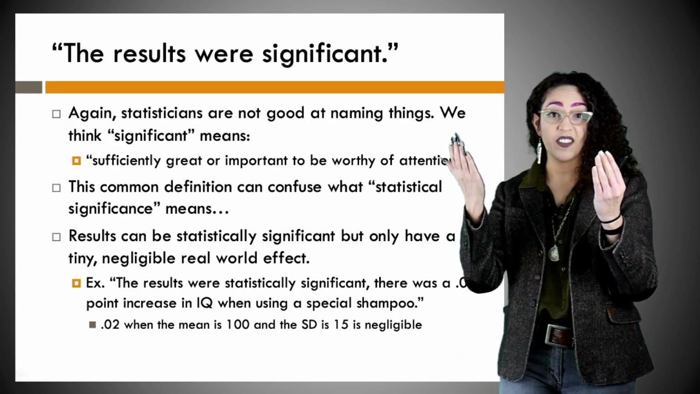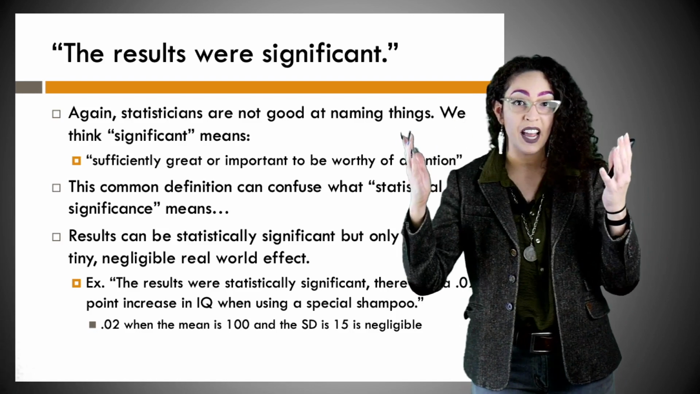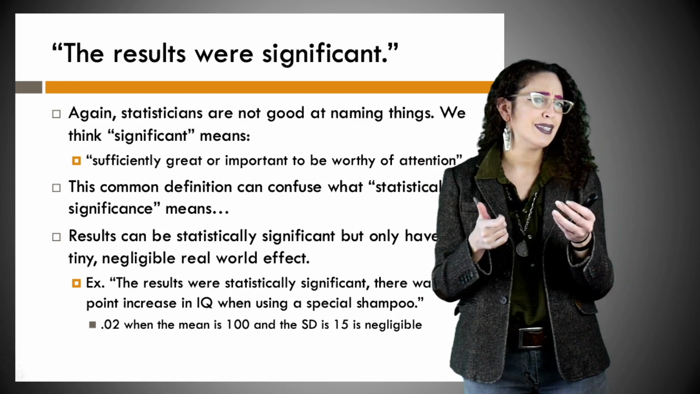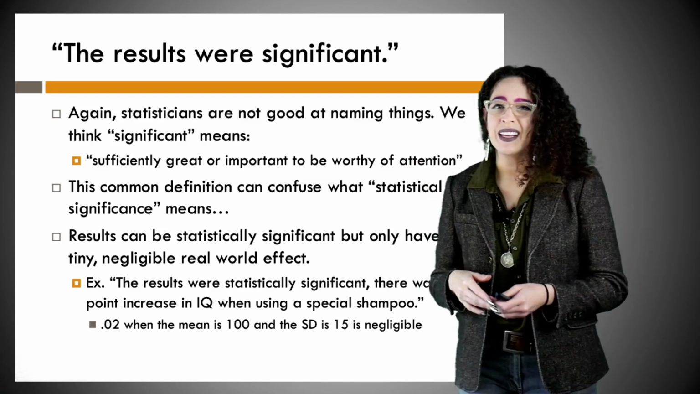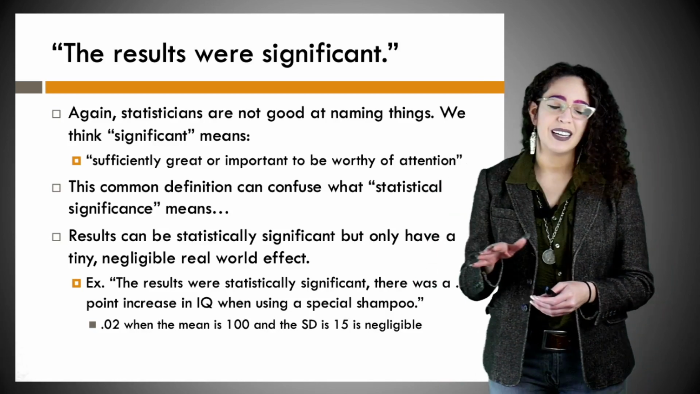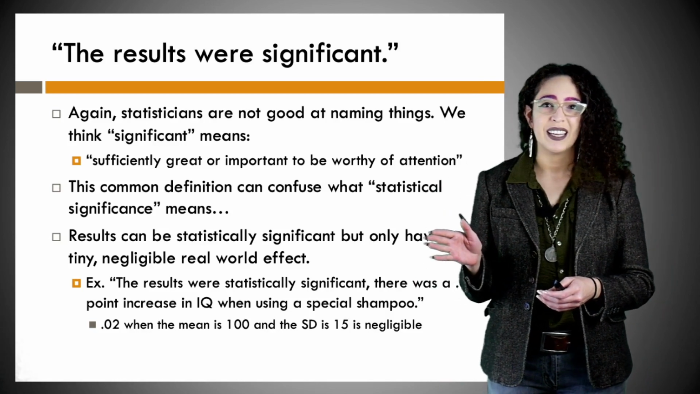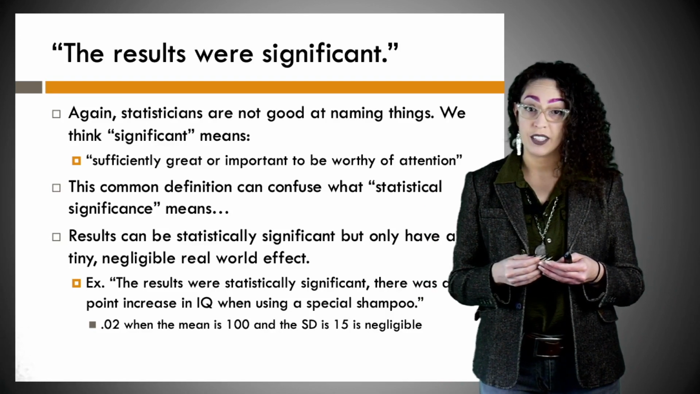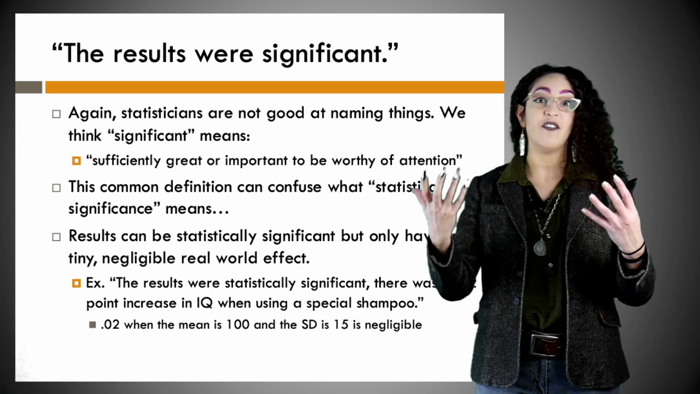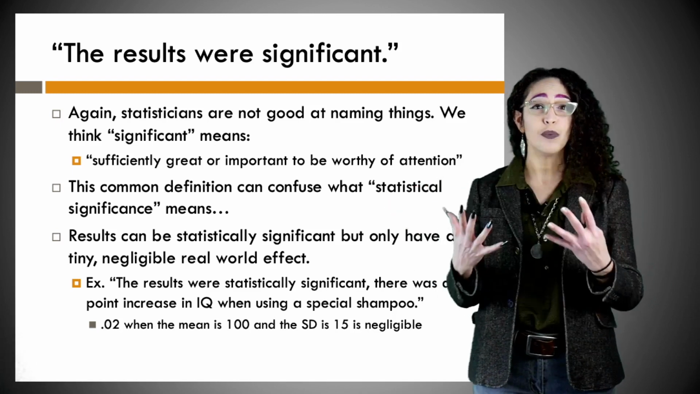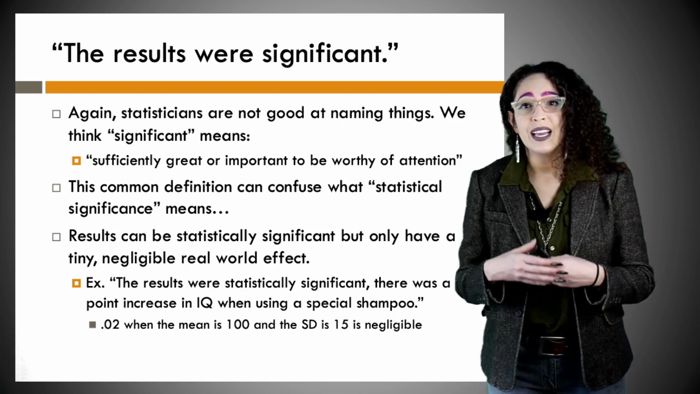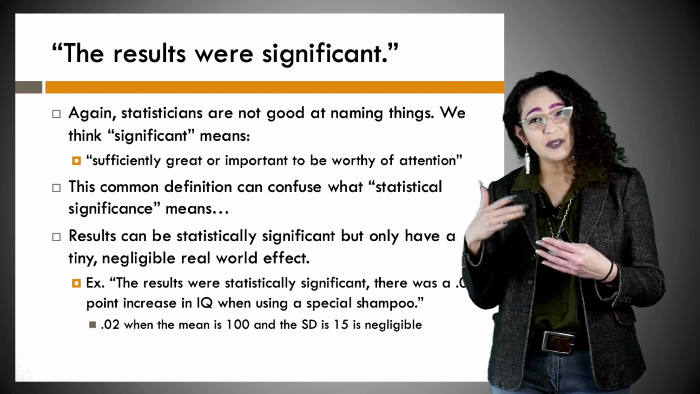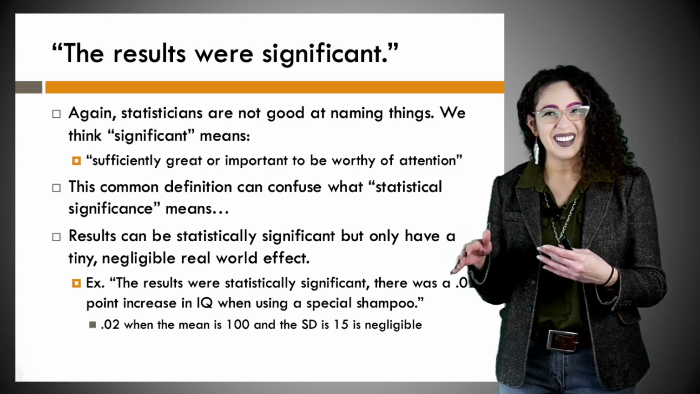The results were significant. This must be the most important thing ever, right? Well, again, statisticians are really not good at coming up with the names for things. We think significant means sufficiently great or important to be worthy of attention. When we say something is significant, like our significant other, they're super important and a big deal. This common definition can confuse what statistical significance means, though.